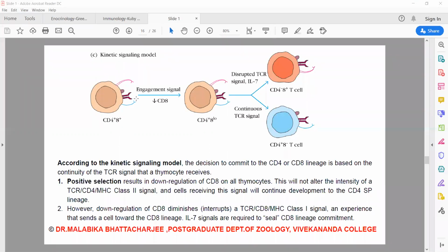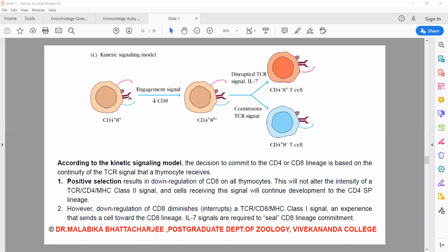That means the T cell receptor engages with either MHC class. Let us assume that the T cell receptor engages with an MHC class 2 molecule. The moment the T cell receptor engages with the MHC class 2 molecule, a continuous signaling starts between the MHC class 2 molecule and the T cell receptor. As the signal proceeds and strengthens, the CD4 co-receptor expression is heightened.